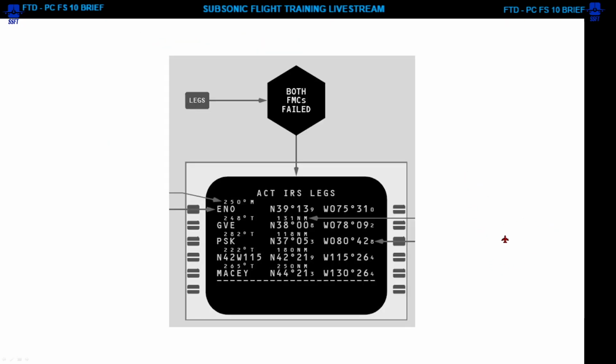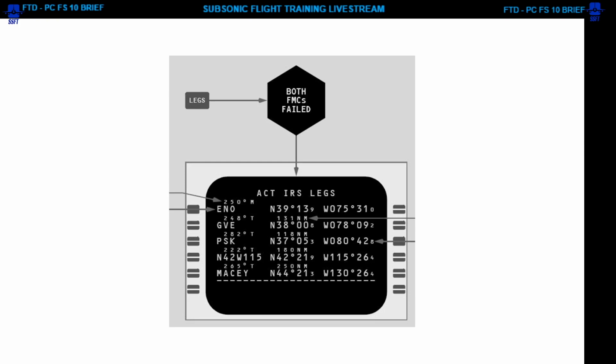This is what the IRS legs page looks like. It's basically the same as a normal legs page as far as waypoints go. It retains all the waypoints that existed in your route at the time of the failure. So depending on where you are when both FMCs fail, and you programmed in your route to your destination, that route's still going to be there. All of those waypoints are still going to be there.